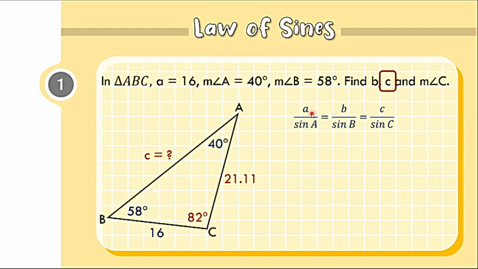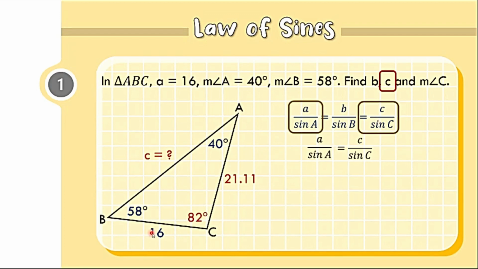Since we already know the length of side A and the length of side B, we also know the measure of angle A and the measure of angle B. But for my case, let me use the first ratio and the last ratio. Therefore, our proportion will be a over sine A is equal to c over sine C. Same with what we did a while ago, let us simply substitute the length of side A, the measure of angle A, and the measure of angle C that we obtained a while ago. Therefore, we will have 16 over sine 40 is equal to c over sine 82.